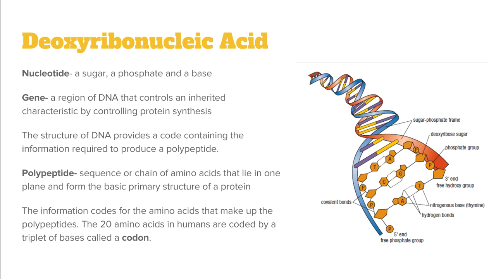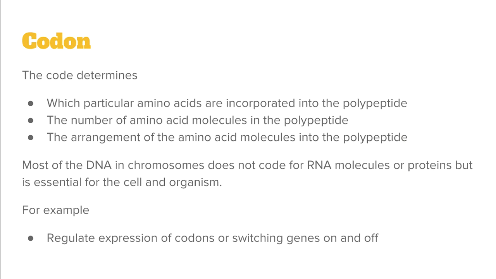Remember that the information in the DNA codes for these amino acids that make up the polypeptide. There are in fact 20 amino acids in humans, and they're coded by a triplet of bases called a codon. A codon determines which amino acids are going to be incorporated into the polypeptide, the number of amino acids, and the arrangement of these amino acids in the polypeptide.